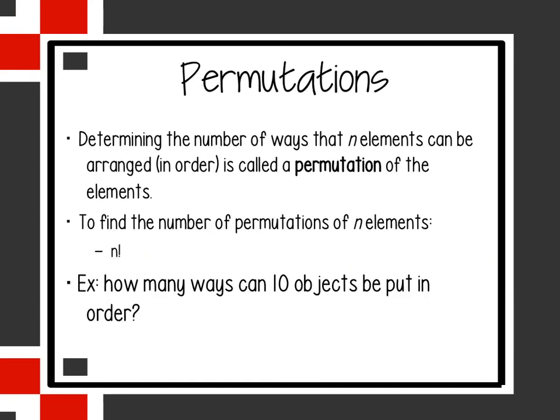All right, permutations are determining the number of ways that n elements can be arranged in an order. So probably the most important word here is in an order. And how many ways can something be put in order? To do that, you do the number of permutations is n factorial.